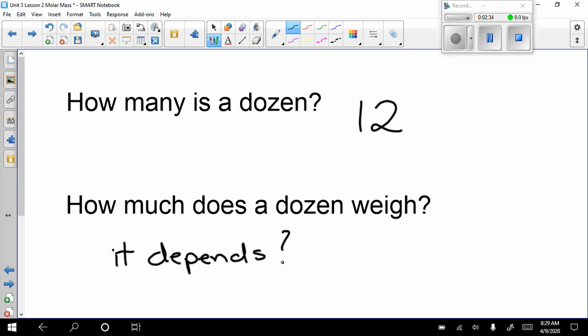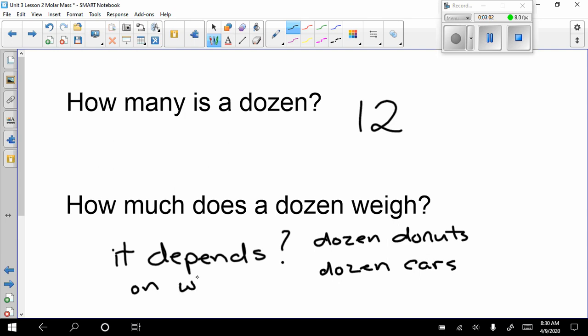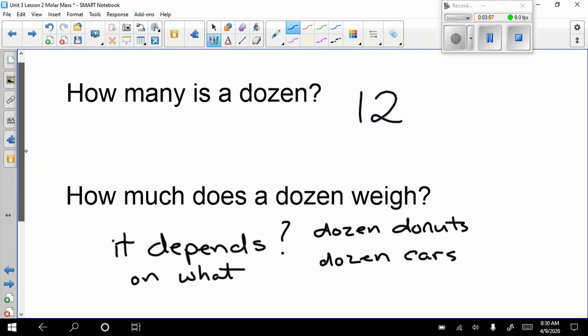And you'd say, well, it depends on what you're dealing with. If it was a dozen donuts, you might say it weighs, I don't know, 500 grams. I'm not sure what a dozen donuts weigh. Or if it was a dozen cars, they obviously weigh a lot more. So how much does a dozen weigh? Well, you'd say it depends on what you're dealing with. Okay, so that's going to be an important concept.